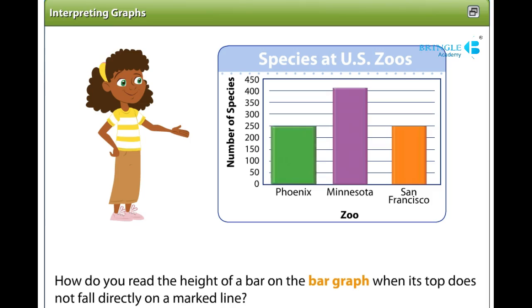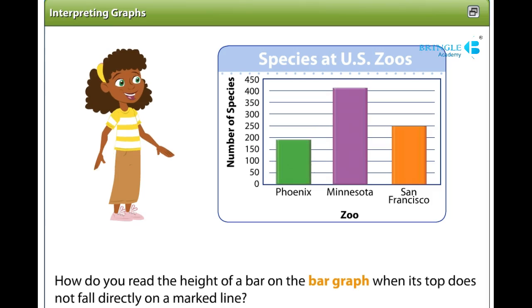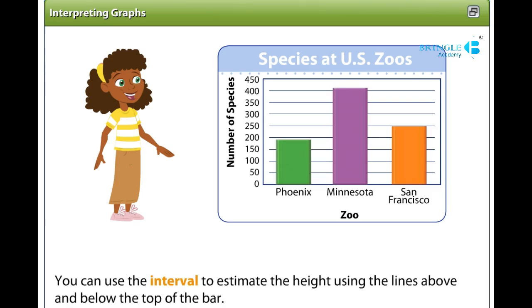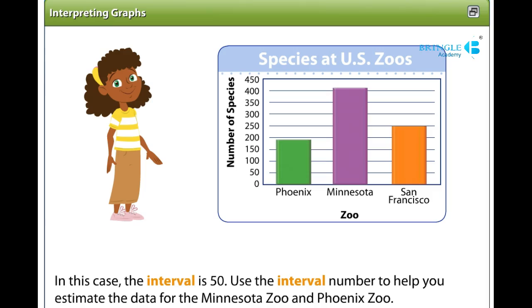How do you read the height of a bar on the bar graph when its top does not fall directly on a marked line? You can use the interval to estimate the height using the lines above and below the top of the bar. In this case, the interval is 50. Use the interval number to help you estimate the data for the Minnesota Zoo and Phoenix Zoo.